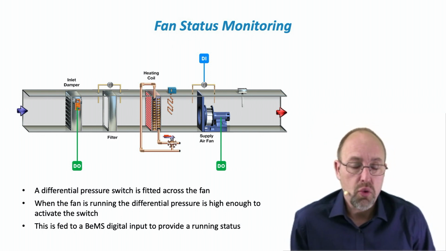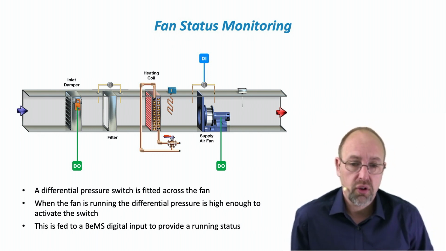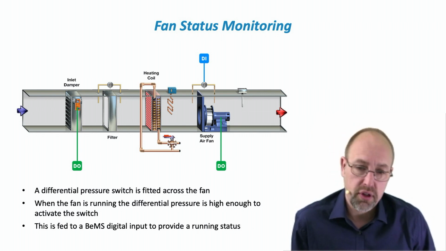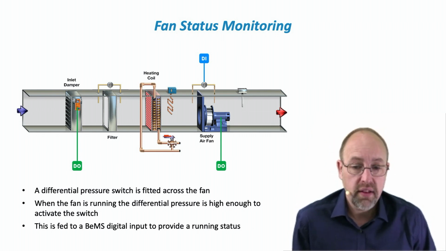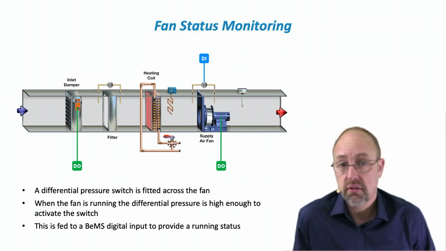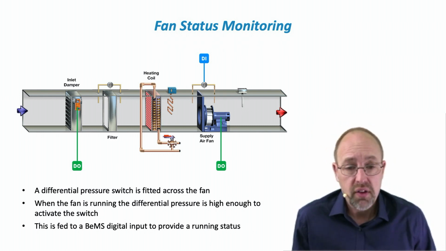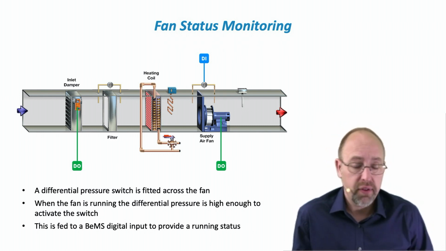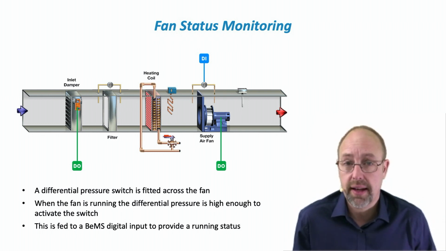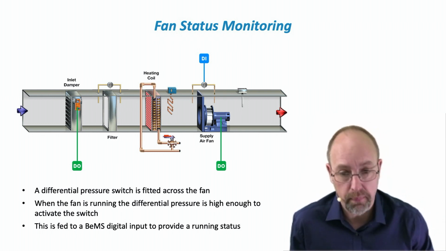We want to know whether the fan was running. So across the fan, we've actually got a differential pressure switch. It measures the pressure on one side of the fan and the pressure on the other side of the fan. When the fan is running, that causes the switch to activate because there is a difference in pressure from one side to the other. So now we've got our first real BeMS interaction. We can start the fan and we can see whether that fan is actually operating as well.